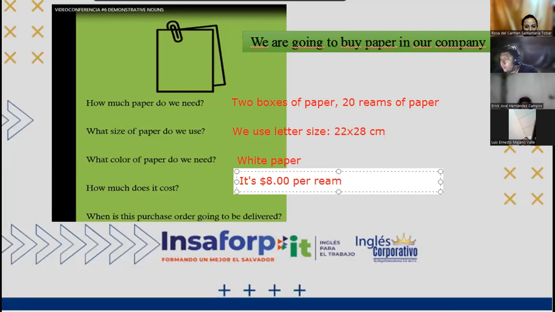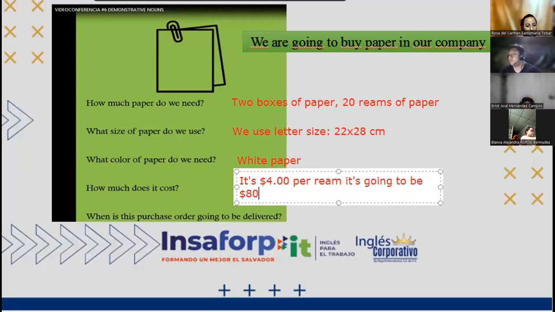Digamos que cada resma cuesta $4, right? It's $4 per rim, okay? $4 per rim. If we multiply four by the 20 that we are going to buy, okay? So it's going to be a total of $80 in total, okay?